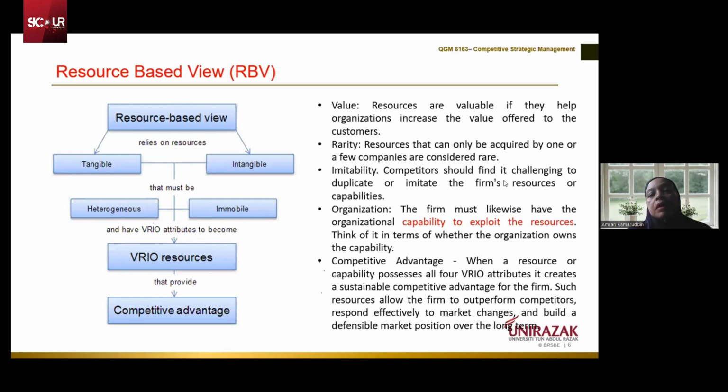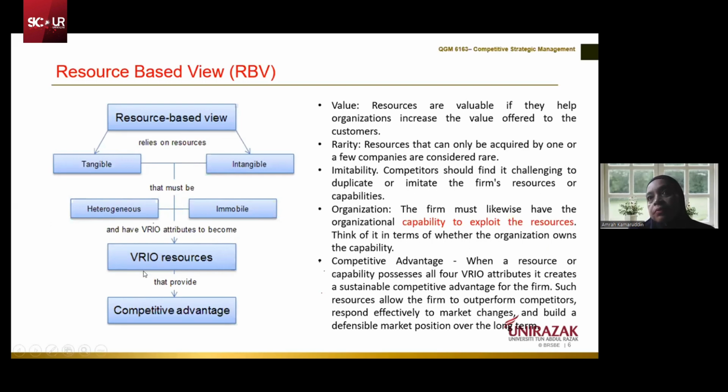That means they have a very good organization. And the last one, this is a competitive advantage. Kalau semua ni ada, definitely your competitive advantage will be significant. So remember, the RBV, no need to focus on these two. Yang dua ni just for you to understand only.